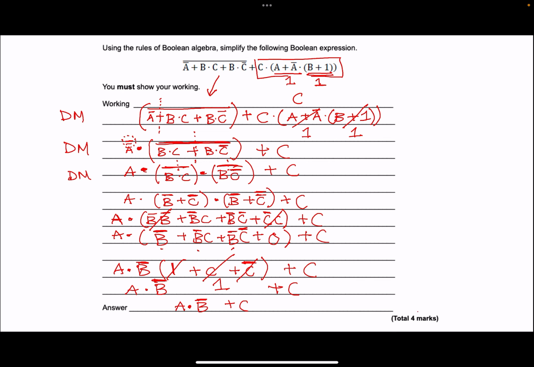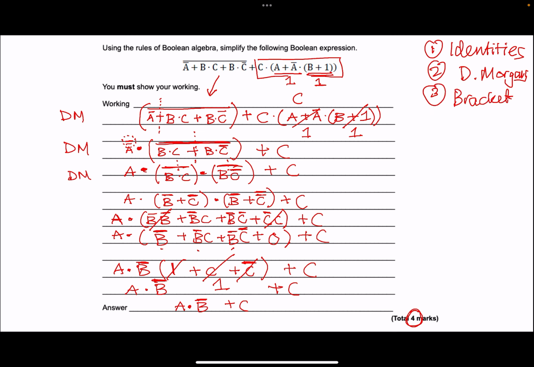I think that's a lot of work for four marks. So there's probably a simpler way of doing it, but I think the approach is good. Look for identities first. Look for where you can do De Morgan's law. And then I would make sure you put brackets around nots.